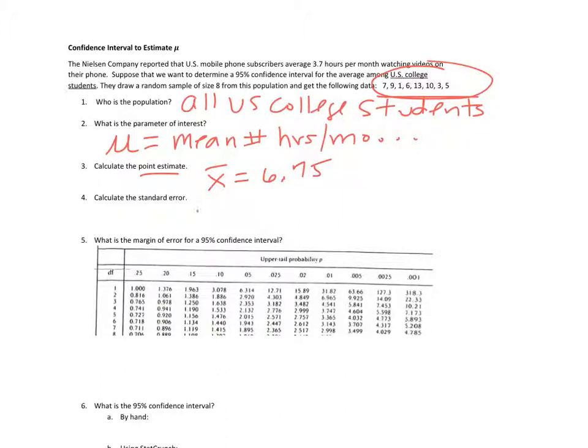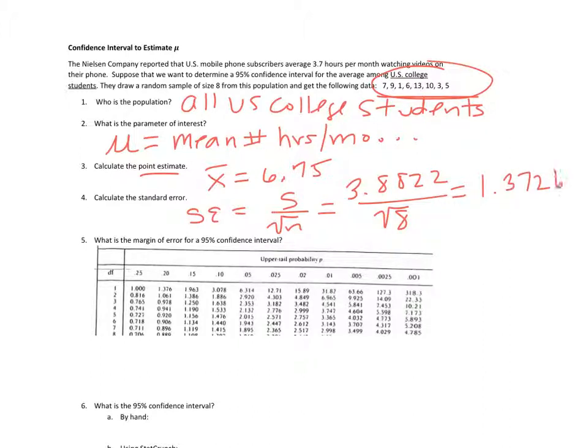Okay, the standard error in this case is just the sample standard deviation over the square root of the sample size. And again, StatCrunch gives you the sample standard deviation, and that is 3.8822 divided by the square root of 8. In the lesson notes, I show you how to do all of this. And this turns out to be 1.3726.